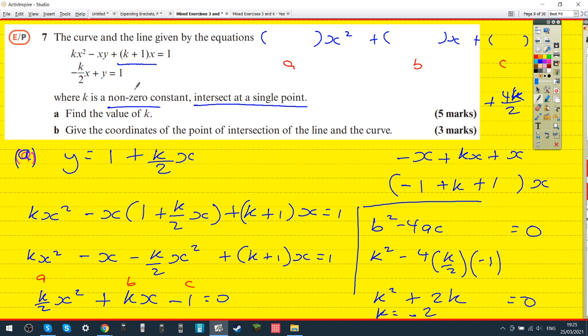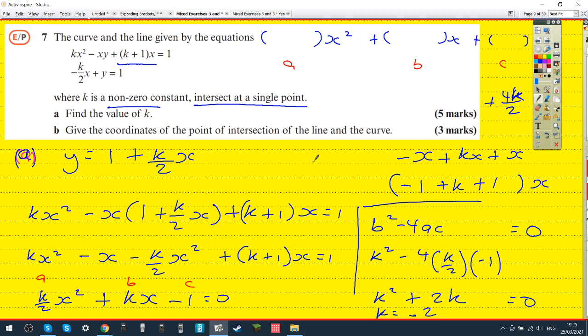Alright, so big picture. They intersect at a single point. So what you want to do is just solve these simultaneous equations, find out what is x, what is y. The problem is you've got 2 equations with 3 unknowns, the third one being k. You know they intersect only at a single point, and so you can use b squared minus 4ac equals 0.